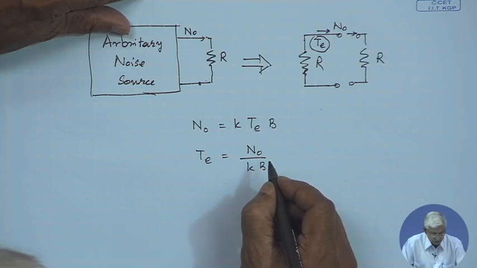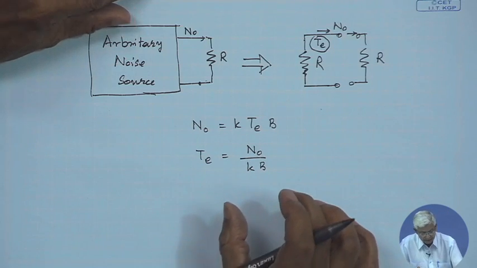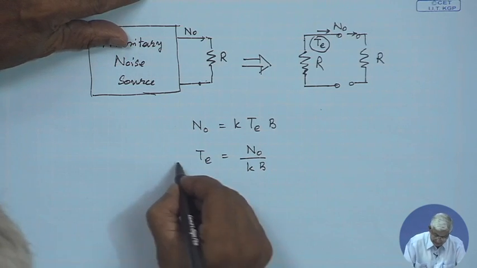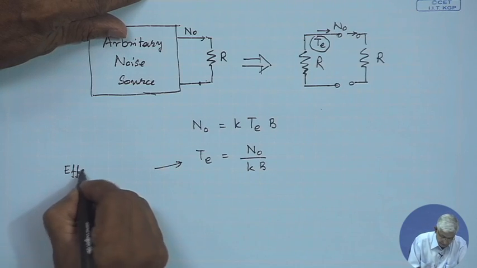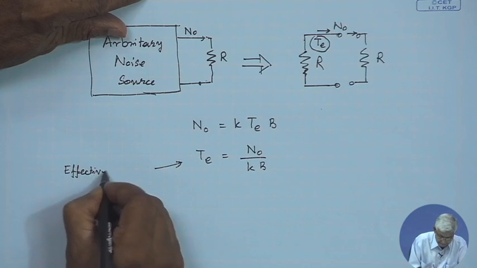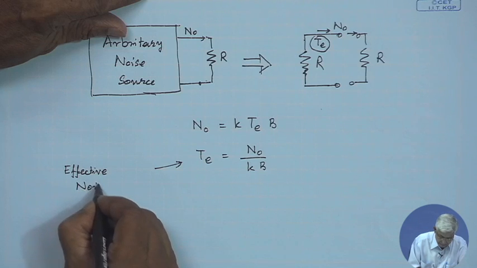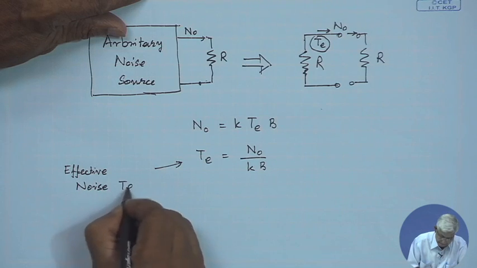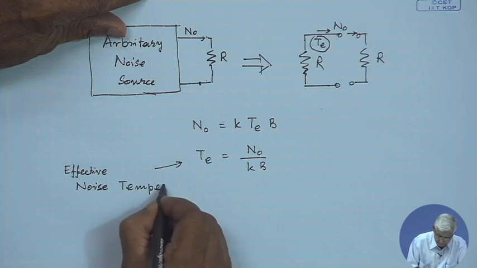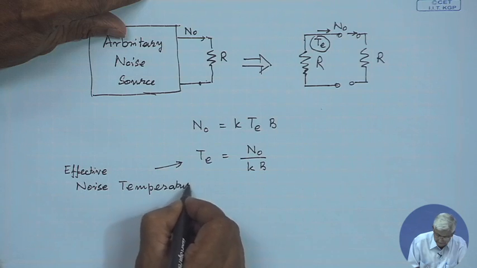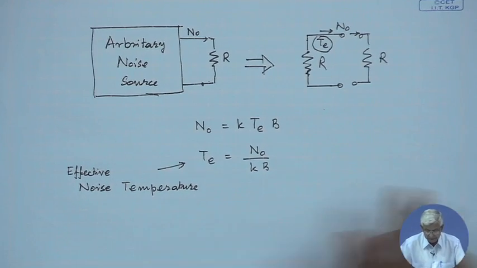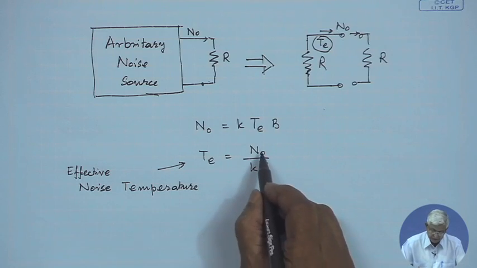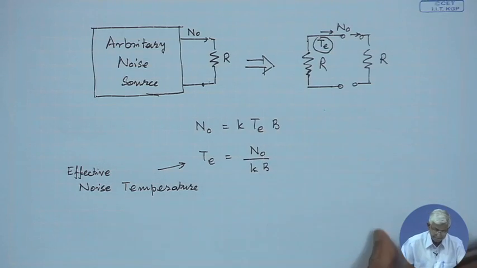So, most of the components are characterized by this temperature, which is effective noise temperature. It is called effective noise temperature, that is TE, which is N0 by k B. Okay.